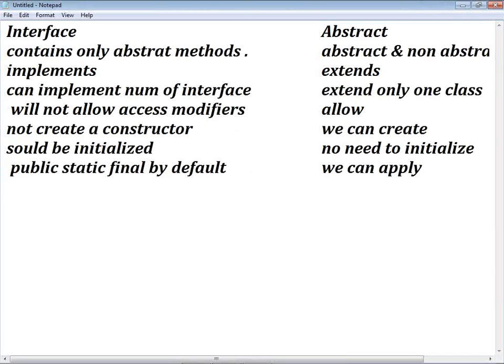And the last difference. Can we create an object for the interface? No, we cannot create an object. Do you remember the first day we discussed one concept called serialization?